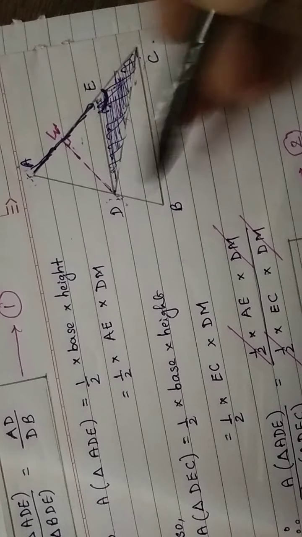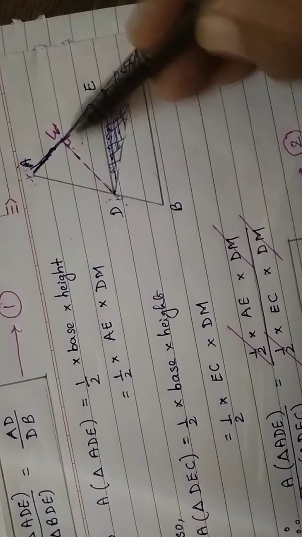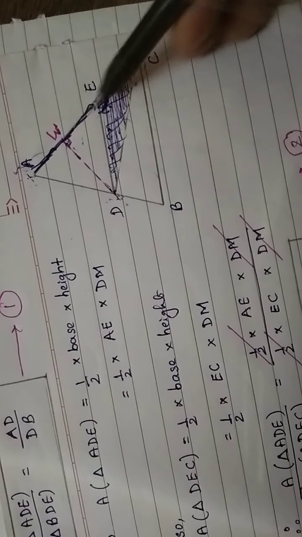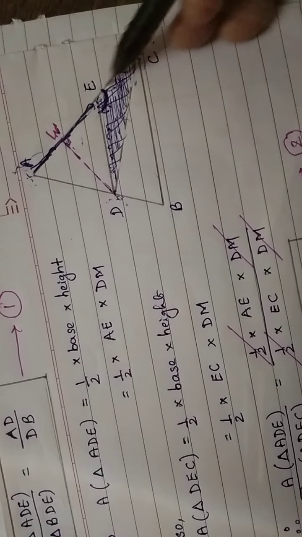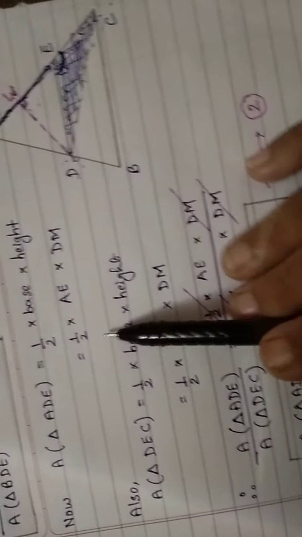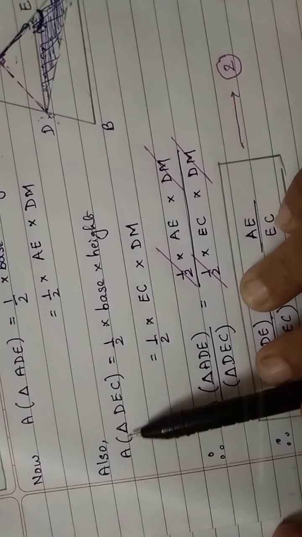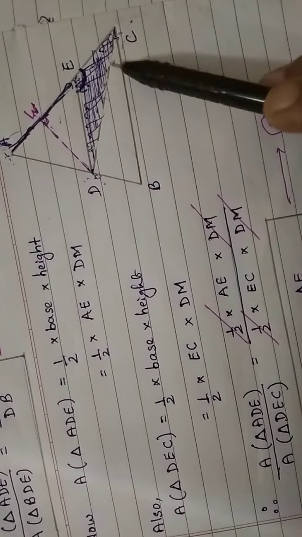So its height is outside the triangle. DM is perpendicular to this full side, so DM is also perpendicular to EC over here. So the height of triangle DEC is going to be DM and the base is going to be EC.